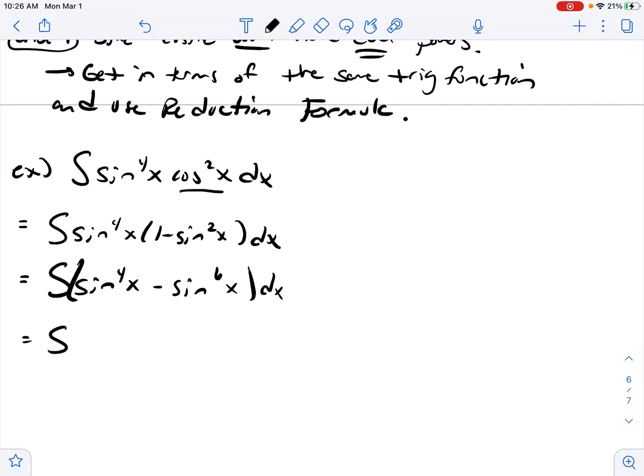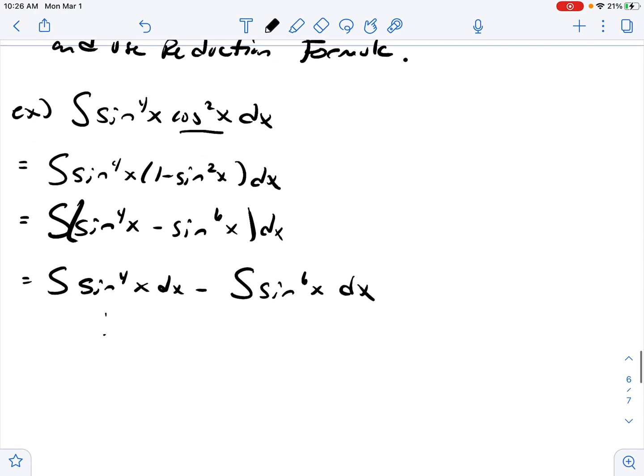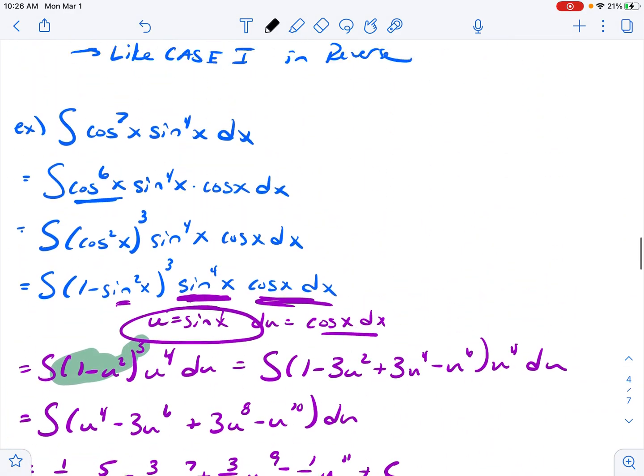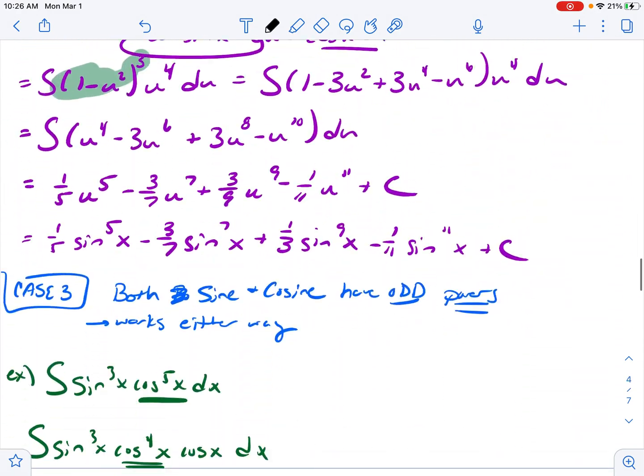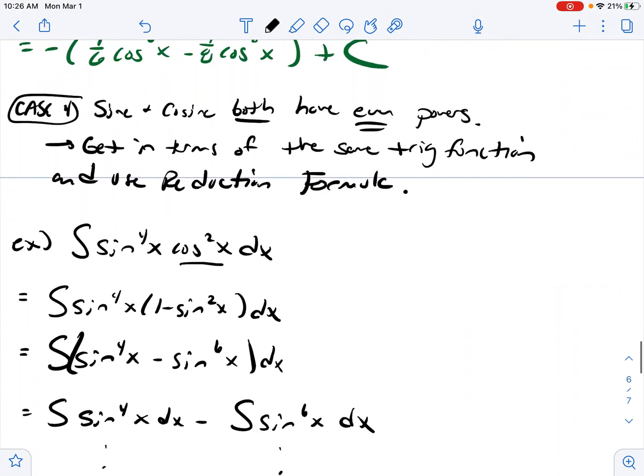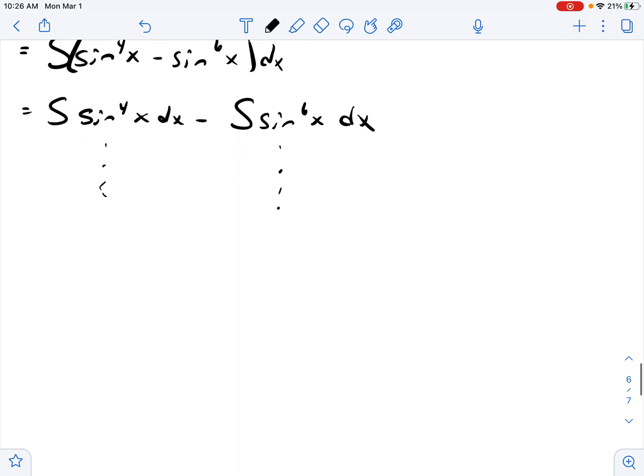And basically I'm going to break this now into two integrals. And I could use my reduction formula to get through these. I'll leave that for you folks to practice. You can just bring this formula up from here, do sine to the fourth, do sine to the sixth, put the two together, and subtract them. You can give that a try and reach out if you have any more questions.